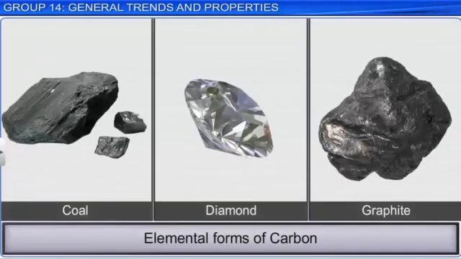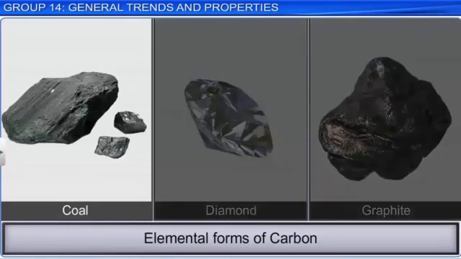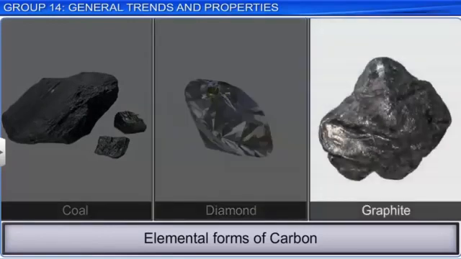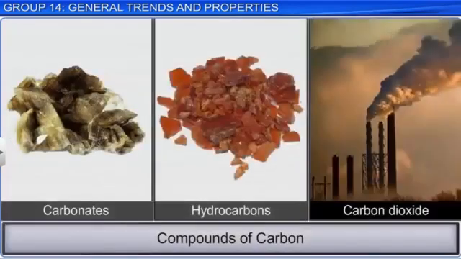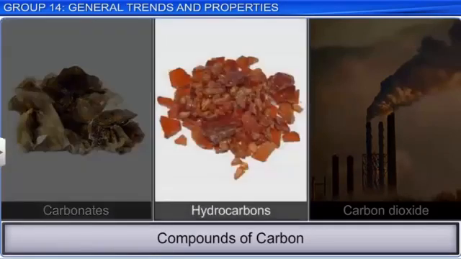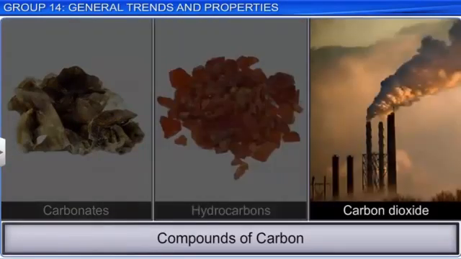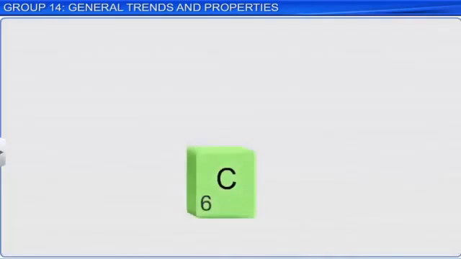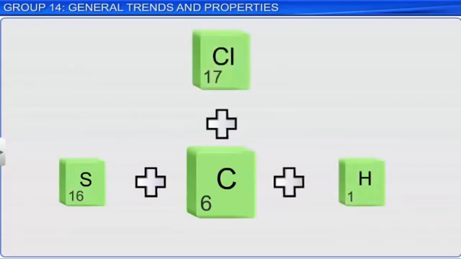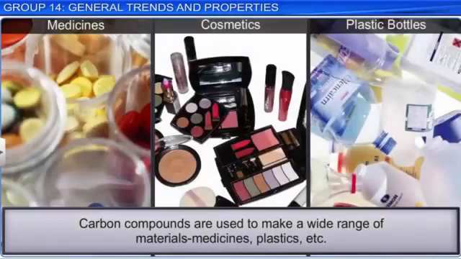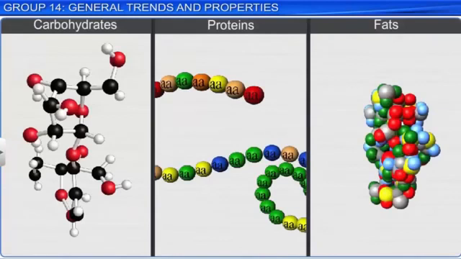The element is found in several different forms in nature: coal, diamond, and graphite. It is found in a range of compounds in nature, including carbonates, hydrocarbons, and carbon dioxide. Since carbon can combine with sulfur, hydrogen, and chlorine, it forms a wide range of compounds that are used for everything, from medicines to plastics. Carbon is essential for a number of biologically important substances as well.